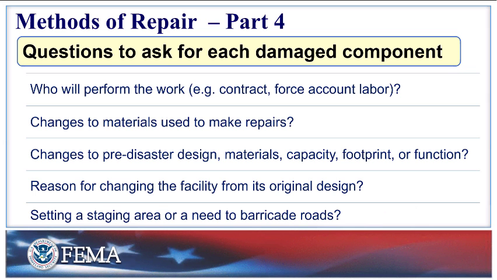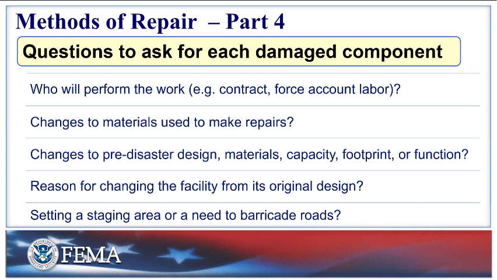So we want to find out that answer because, for example, the applicant may want to change a deck from wood to metal, or they want to change a culvert from concrete to PVC. So we want to ask that question. Next, we want to ask, will there be any changes to pre-disaster design, materials, capacity, footprint, or function? For example, the applicant may want to elevate a platform or a deck to avoid the same damages in the future. So again, we need to ask that question.